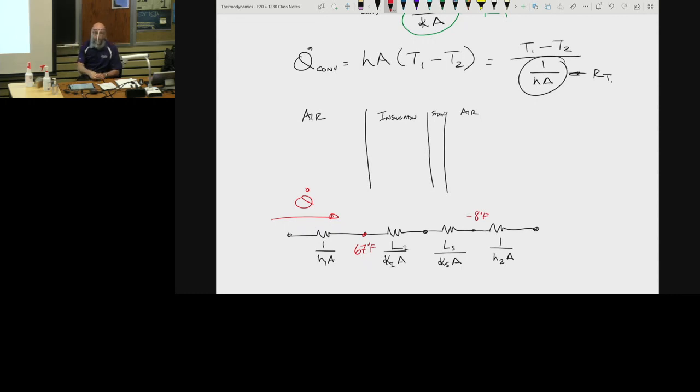And when you're dealing with complicated paths, like that path I was talking to you about before, now if the wall has two choices, it can go through the insulation or it can go through the stud. Those are parallel resistors, and we know how to add up parallel resistors. We know how to add up resistors in parallel and resistors in series. So this is a way that you can solve problems.